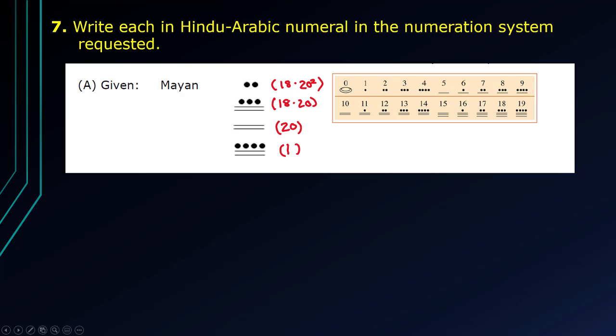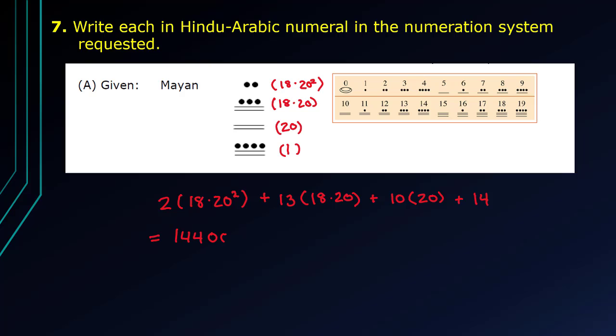So to figure out the value of this number in Hindu-Arabic, you're going to have 2 times the 18 times 20 squared plus 13 times the 18 times 20 plus 10 times the 20 plus 14, which works out to be these values, and you end up with 19,294.